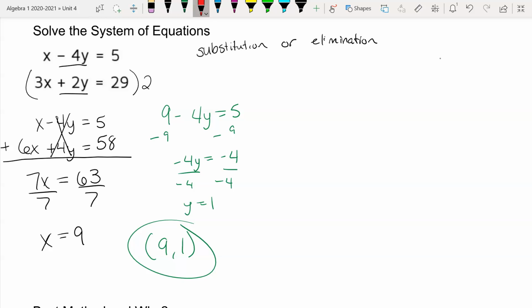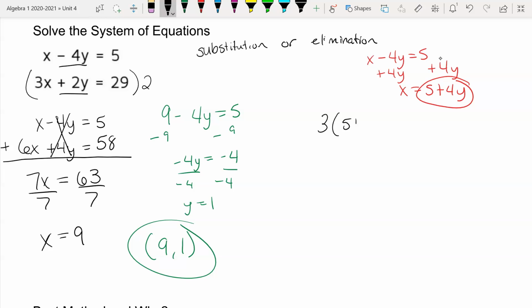If you use substitution, what I would do is add the 4y over and get x equals 5 plus 4y. So now I can substitute that into the other equation. I'm going to say 3 times (5 plus 4y) plus 2y equals 29. So I substituted the 5 plus 4y in for the x in the other equation. And now we just solve it.